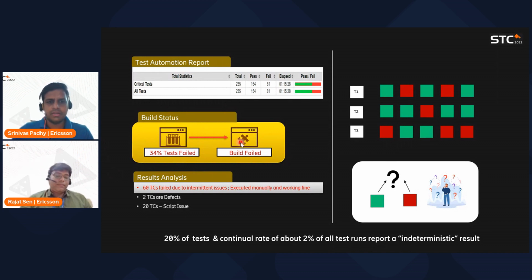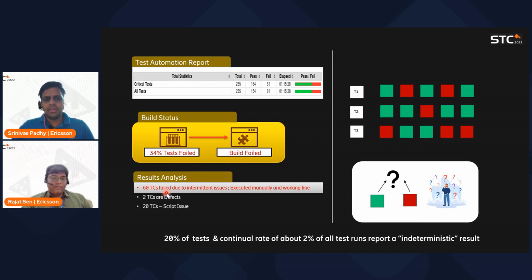Now, the responsibility of the test automation engineer is to find out the causes of the failures. Now, he finds out that 60 test cases failed due to intermittent issues. And when he executed them manually in isolation, they all worked fine. So, is it right to fail the build when 60 test cases failed due to intermittent issues and they are not application failures? The answer is no. We should not be failing the build.